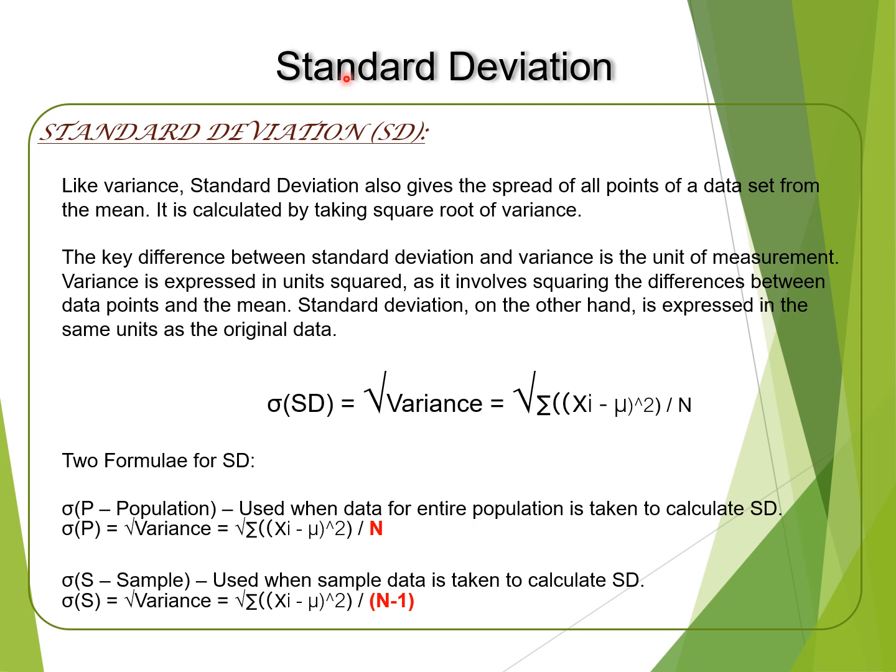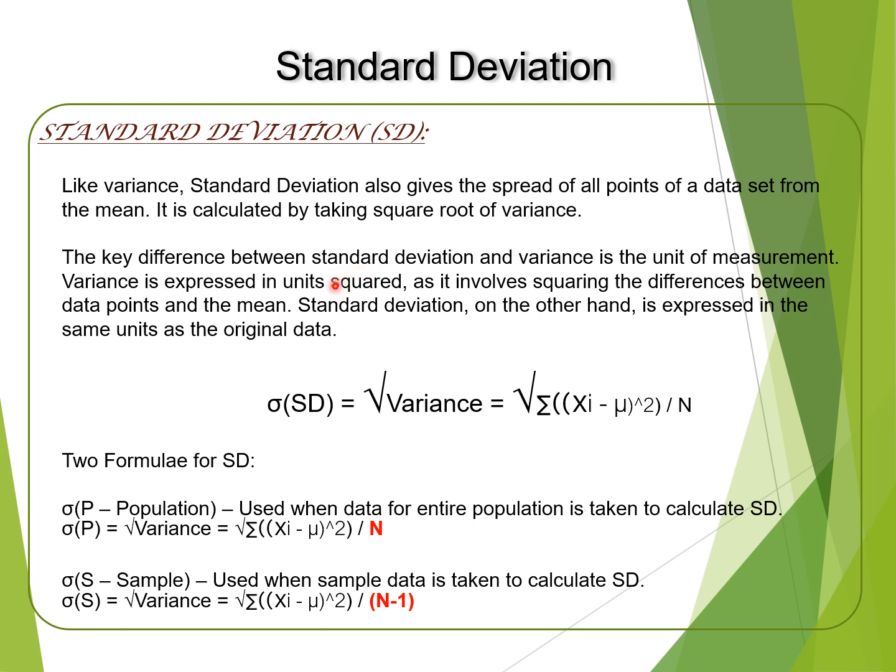Next is standard deviation. Like variance, standard deviation also gives us the spread of all points from the mean, and it is calculated by taking the square root of variance. Simple.